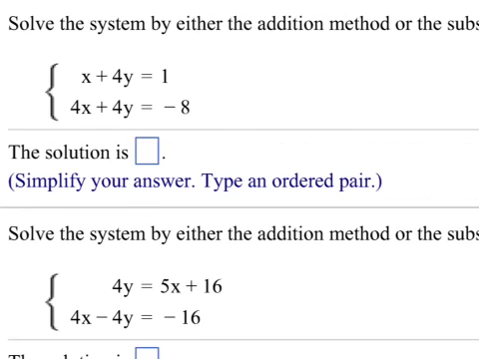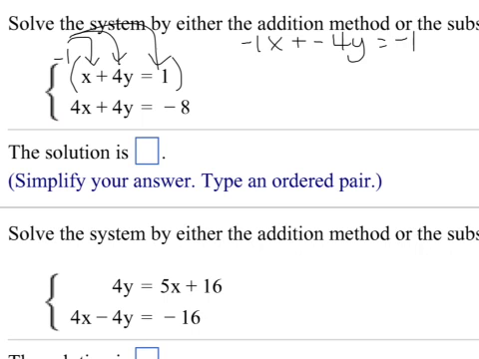Okay, on number 9 it says solve the system by either the addition method or the elimination method or the substitution method. I personally like the elimination method. My x's and y's are lined up nicely, so I'm going to go ahead and multiply my first equation by -1 because that will eliminate my y variable. So after I multiply my first equation by -1, I've got -1x plus -4y equals -1. Now I'll add the second equation.